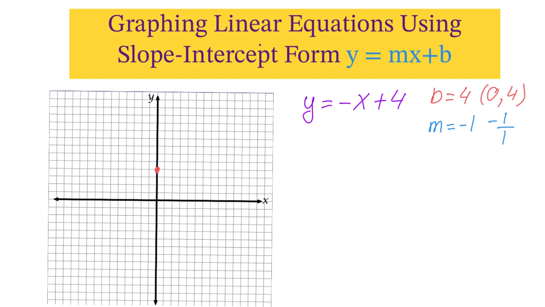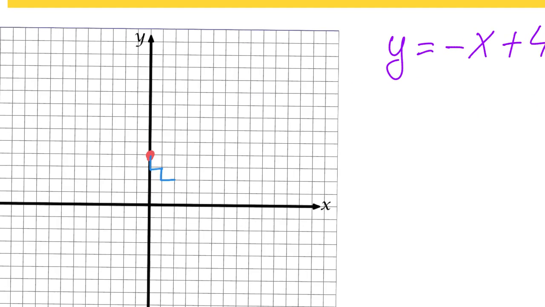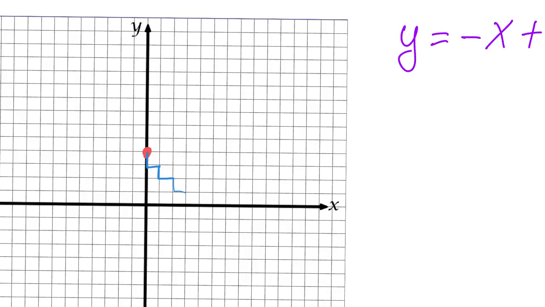So let's go ahead and do that. So we're going down 1 and right 1. Down 1 and right 1. I'm going to make this larger. Down 1 and right 1. And put your points there. Okay, we're ready to draw our line.